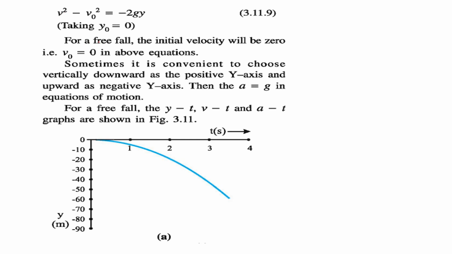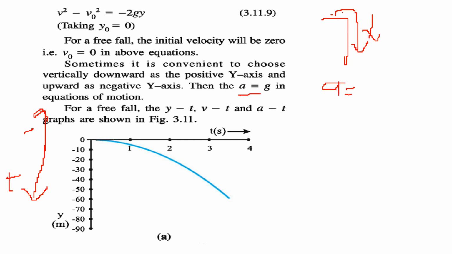If we talk about free fall, the initial velocity will be 0, because say you are on a tower, you are throwing something, and the initial velocity is 0, then of course it is going to get some velocity, some acceleration because of gravity. So it is always convenient to choose the vertically downward as the y-axis, and upward as negative. Then we get a equal to g. We don't have to put a equal to minus g then.